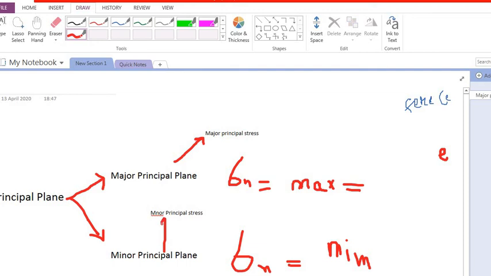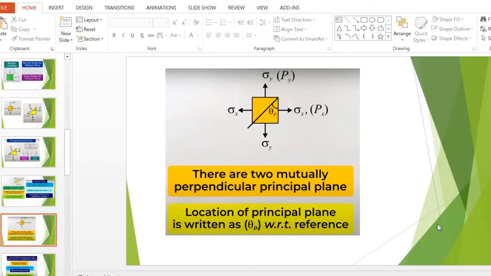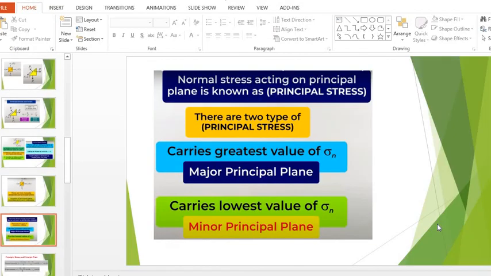So the stress which is acting on the major principal plane is called the major principal stress, and the stress which is acting on the minor principal plane is called the minor principal stress. I think it will be clear to you now. The same thing is given: normal stress acting on a principal plane is known as principal stress. There are two types, which I have already told you, major principal plane and minor principal plane.